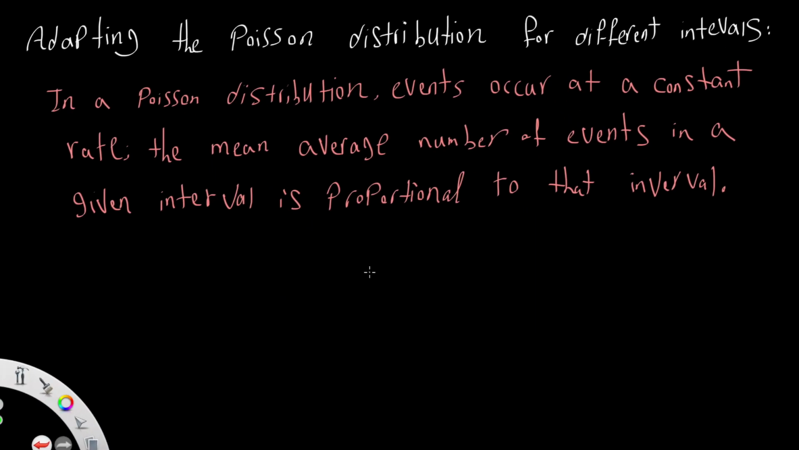Adapting the Poisson distribution for different intervals. In a Poisson distribution, events occur at a constant rate, so the mean average number of events in a given interval is proportional to that interval. What it means is that, for example, you are given 5 accidents per 30 seconds. So here the lambda is given for 30 seconds.